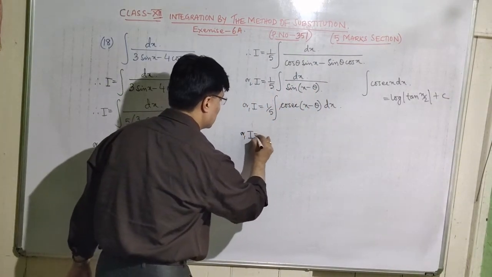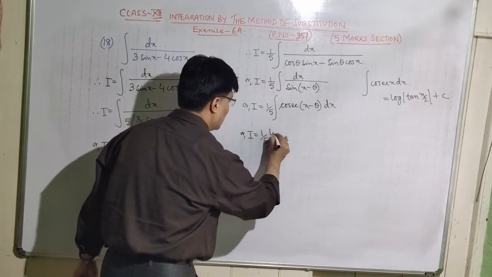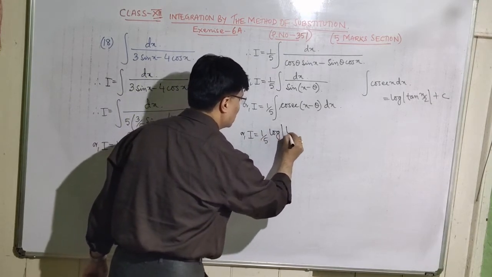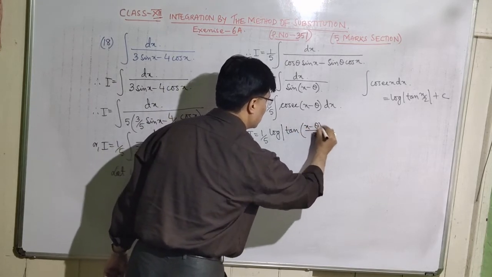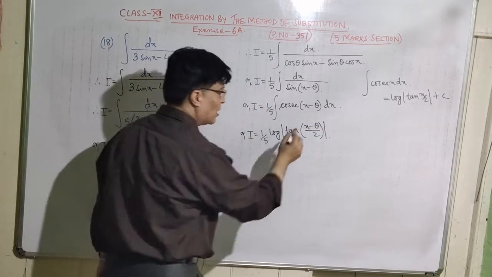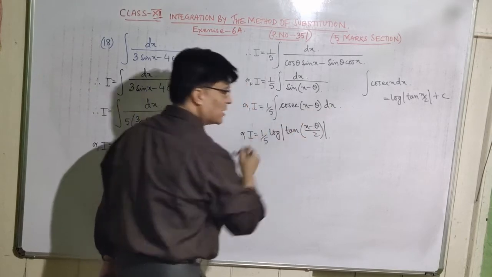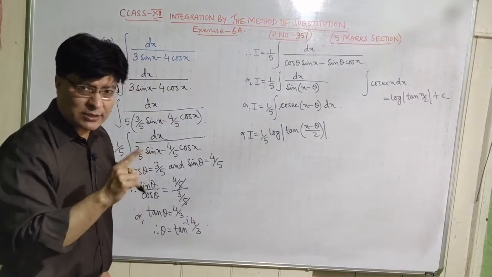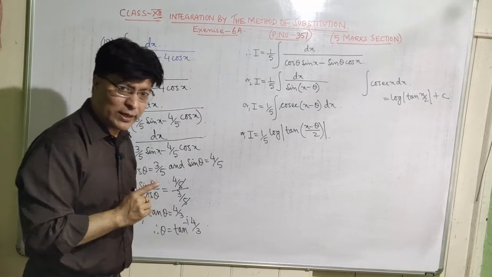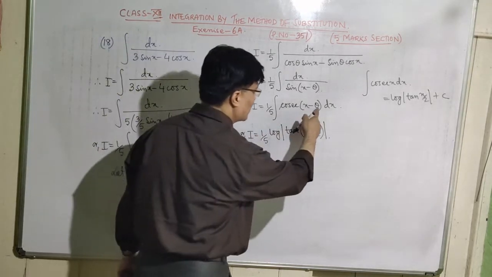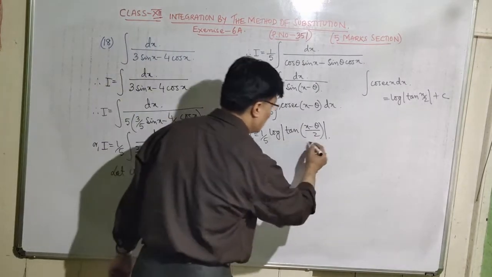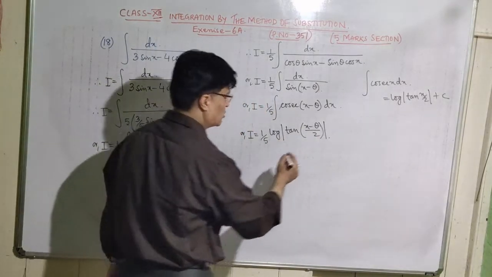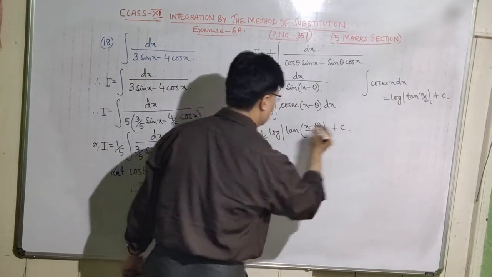So I is equal to 1 by 5 log of mod tan of (x minus theta) by 2, mod sign closed. Again you have to differentiate this function which is assumed as x. That is, x minus theta is differentiated with respect to x, and you will get 1 minus 0. So it should be divided by 1. Since it is 1, you don't have to write it. So you have to write plus c.